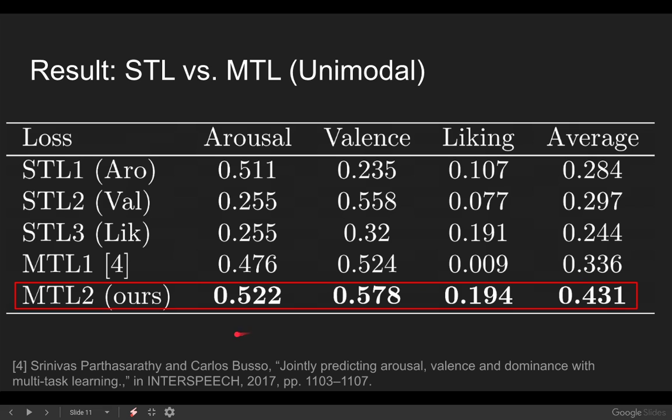Finally, when we applied our MTL approach, the last one, with a CCC-based loss function and three parameters, we got the highest result for all emotion dimensions: arousal, valence, and liking. So our MTL approach to predict arousal, valence, and liking works well and obtained higher performance compared to STL and the previous MTL approach.